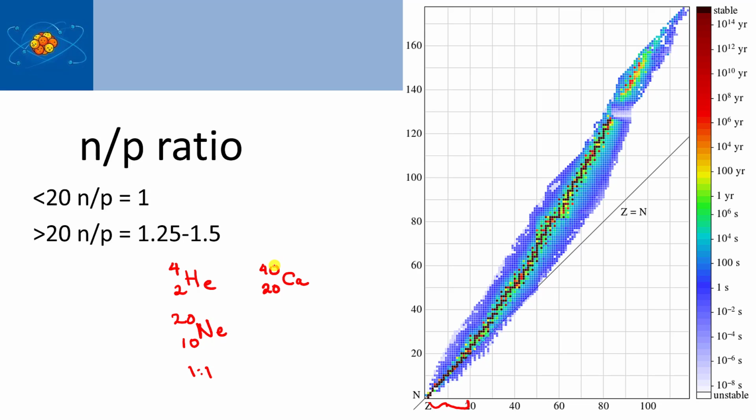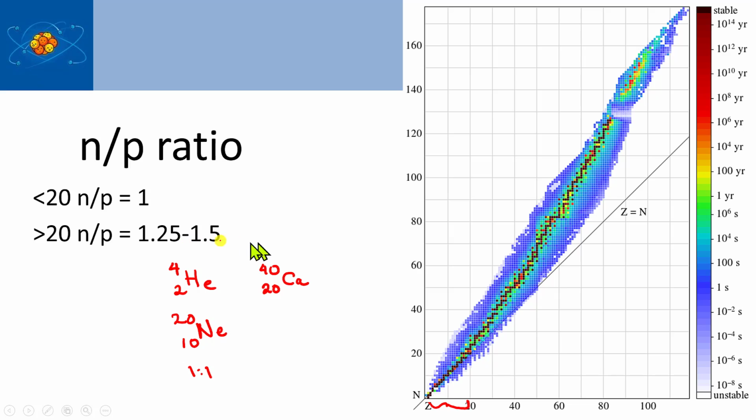Then once you get past 20, so this is calcium here, there's a sudden deviation that starts to move upwards. And in essence, what this line is telling us is it's very hard, or gets harder, to keep the nucleons together. And so it requires more neutrons than protons in the nucleus.